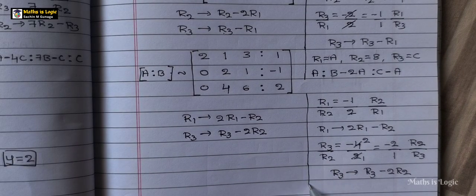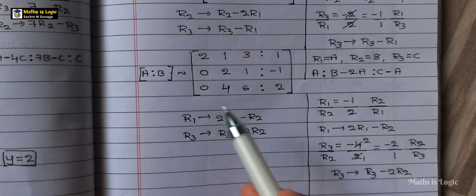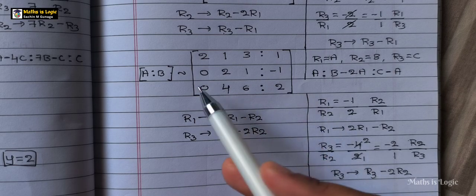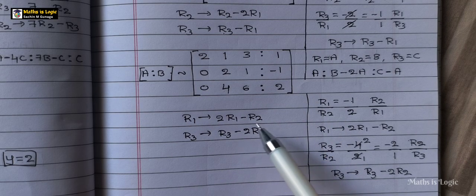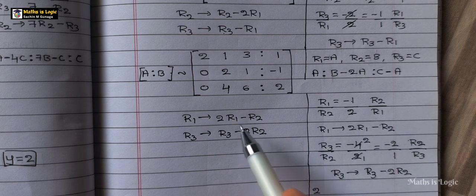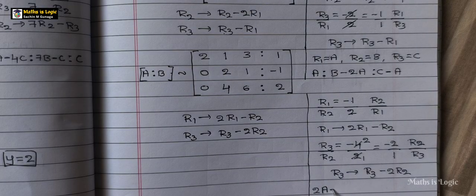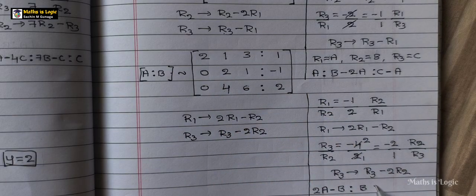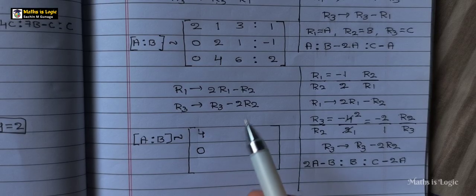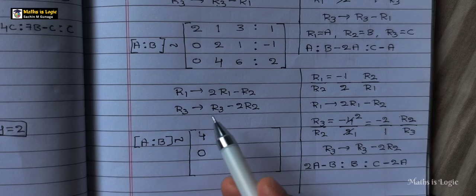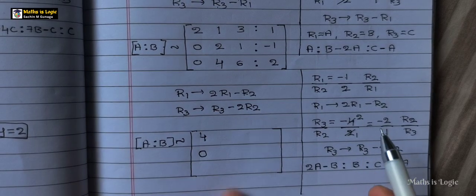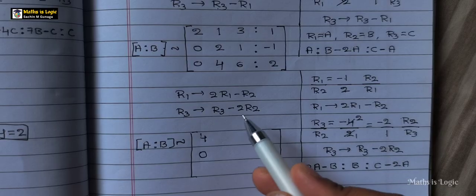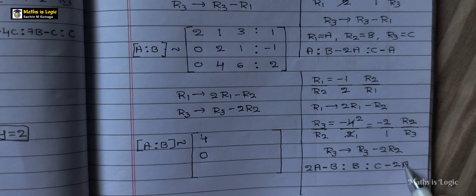Now write the formula. We are not changing R2 here, but R1 changes to 2R1 minus R2. Therefore write 2R1 means A minus R2 means B. R2 we are not changing, so B keep it as it is. Next here R3 changes to R3 minus 2R2: R3 means C minus 2 into R2 means B.